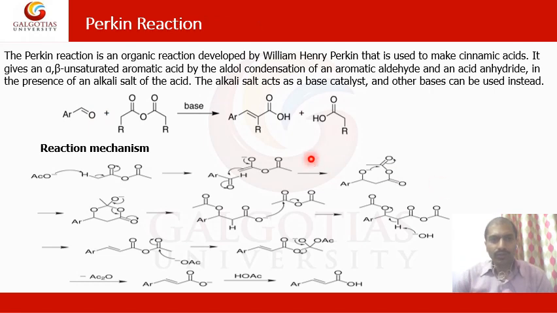Now coming to the Perkin reaction, it is not even an important reaction, but it has some unique features. The Perkin reaction is an organic reaction developed by William Henry Perkin, and it is used to make cinnamic acid. It gives an alpha beta unsaturated aromatic acid by aldol condensation of an aromatic aldehyde and an acid anhydride in the presence of an alkali salt of the acid. The alkali salt acts as a base catalyst, and other bases can be used instead.